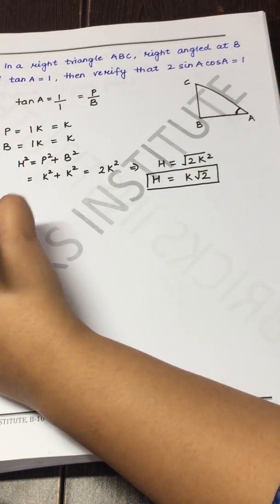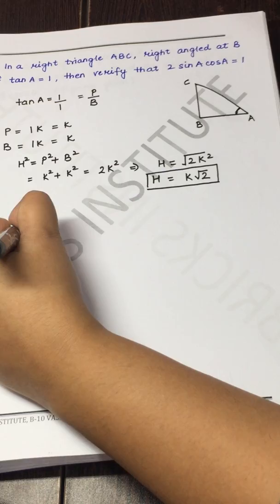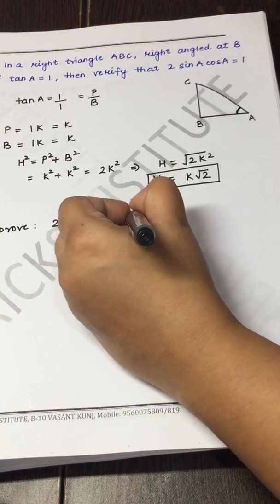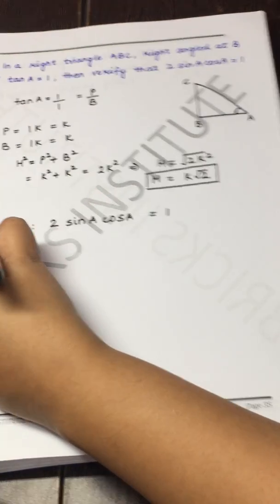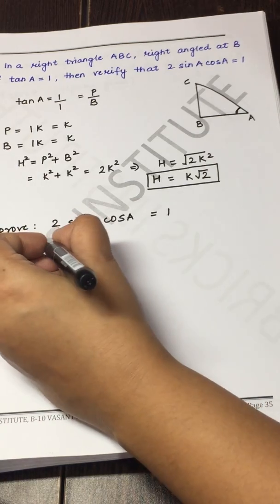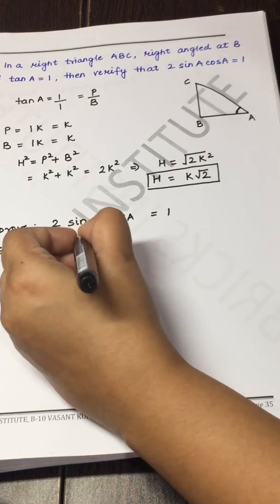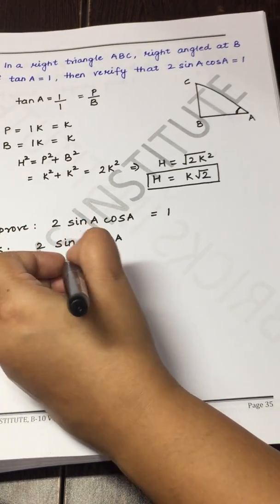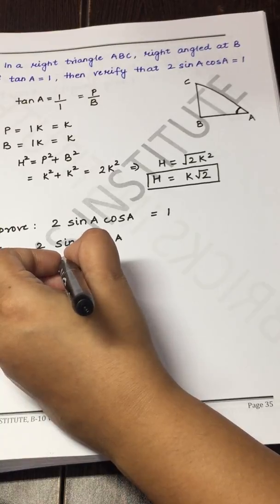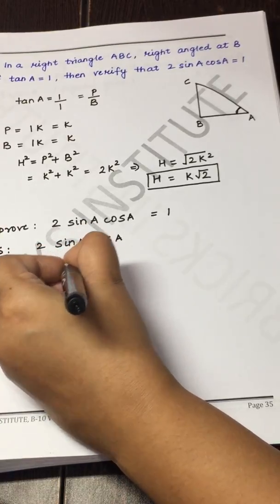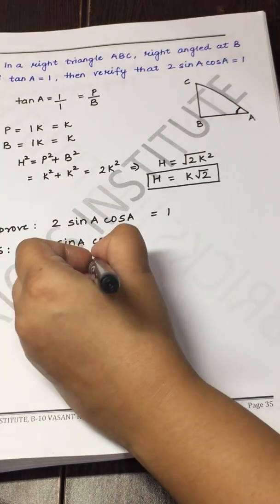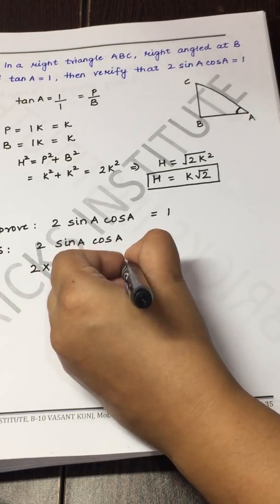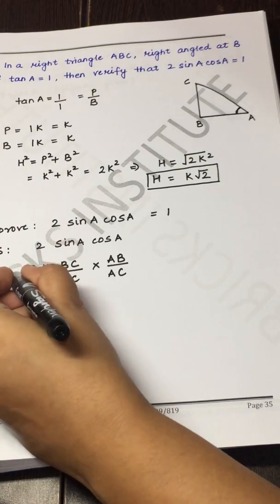Let's take what we have to prove. To prove is 2 sin A cos A is equal to 1. Let's take the left hand side of what we have to prove. So 2 sin A cos A. Let's calculate sin A and cos A. So 2 into sin A is perpendicular upon hypotenuse. So BC upon, what is hypotenuse here? AC, into cos A is base upon hypotenuse. So AB upon AC.